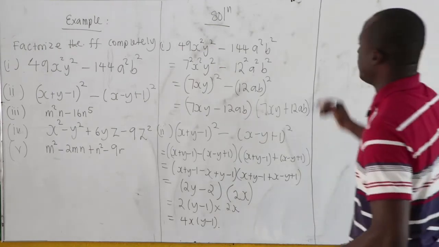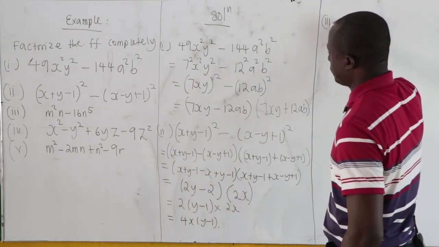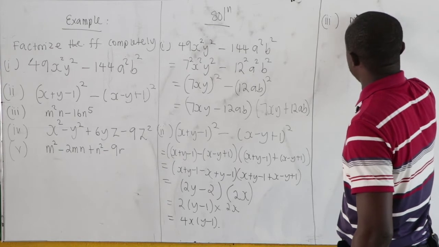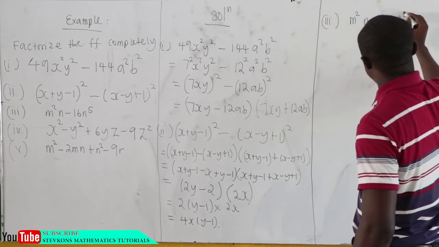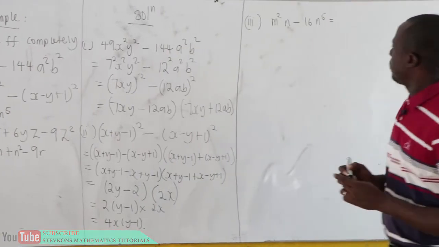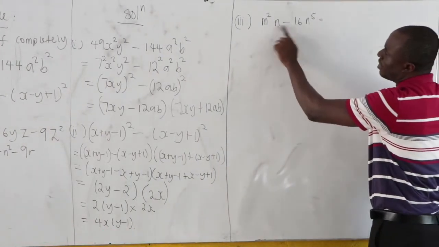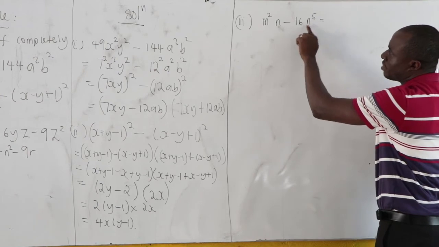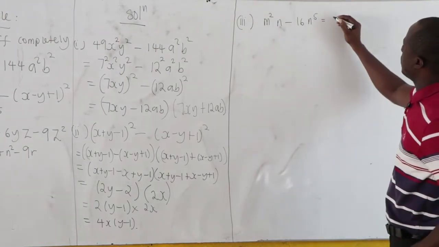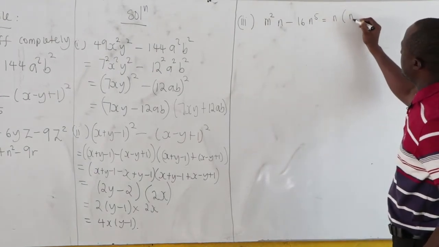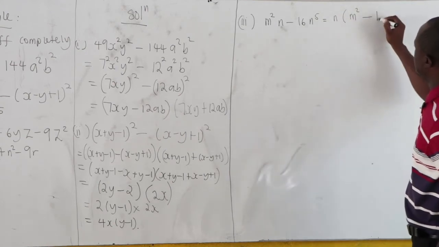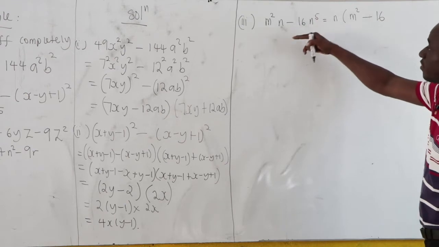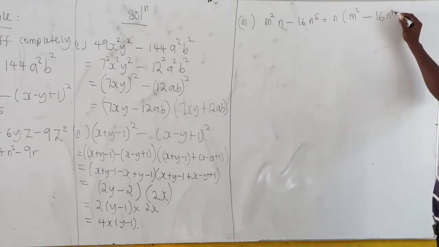Now let's see the third one. We have m squared n minus 16 n to the power 5. Now with this, let's see what is common. We have n to the power 5. We can take away 1, so here we can get n out. m squared, we can have minus 16. Now it was n to the power 5, we've taken 1, that will be n to the power 4.